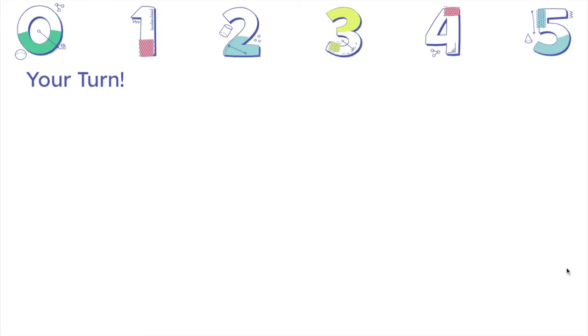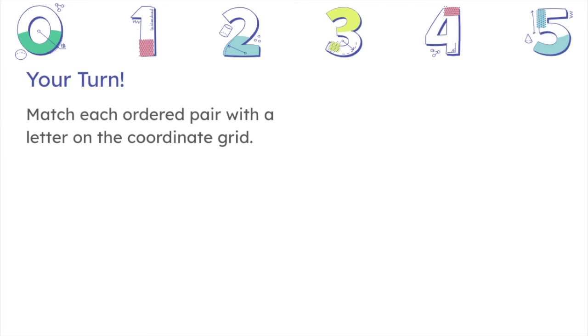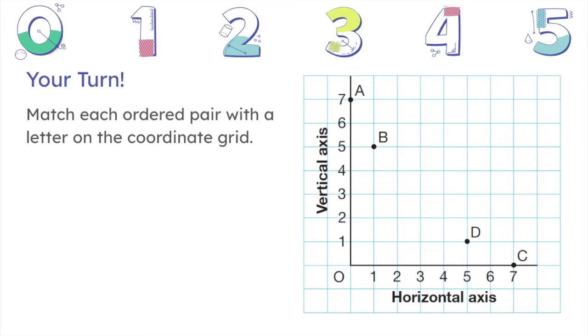Now it is your turn. Match each ordered pair with a letter on the coordinate grid. So here's the coordinate grid. Here are the letters. And you're going to take a moment to note what the coordinates are, or what the ordered pairs are, for each of these points. So find point A, look at it, and decide what the ordered pair or coordinates of A are, and then do the same for B and C and D, and you'll answer this question right now.